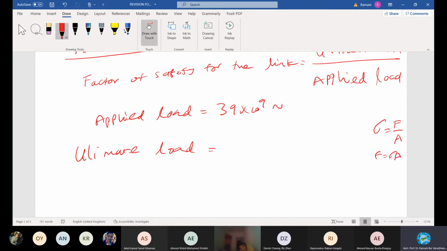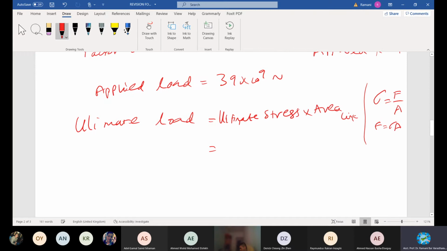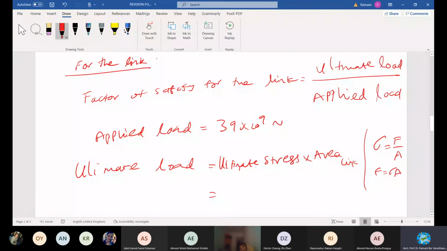So ultimate stress times area of the link. We are doing first for the link. Let's find out the load. You are given the ultimate stress. How much is that? Later we substitute. Let me find the area of the link. Do you have the area of the link? Don't have, right? You need to find the area of the link first.